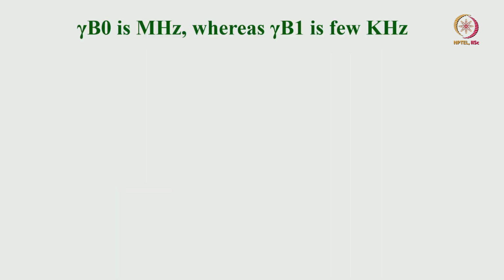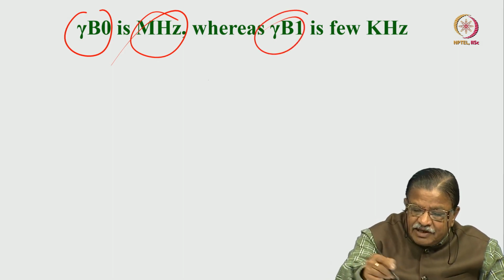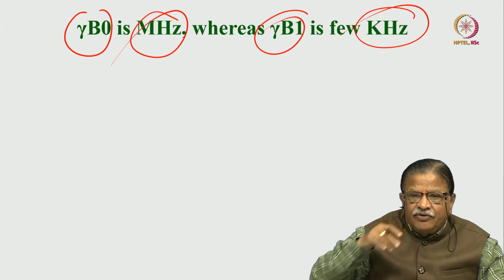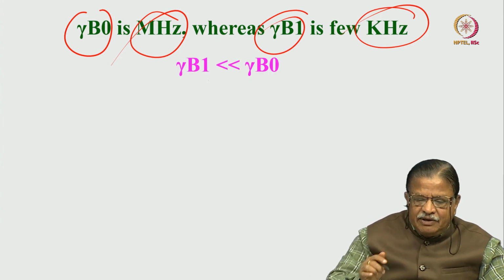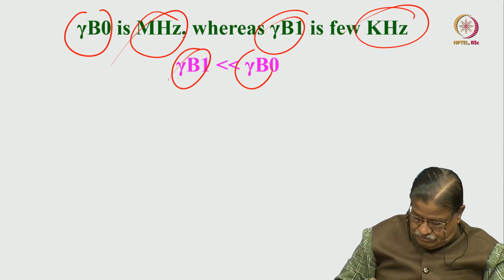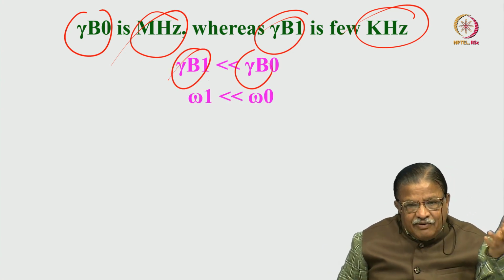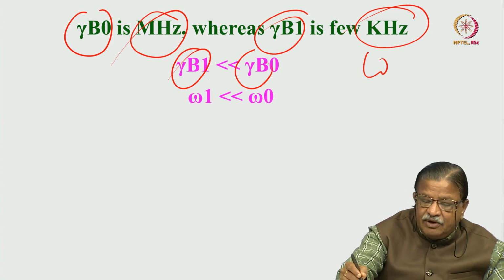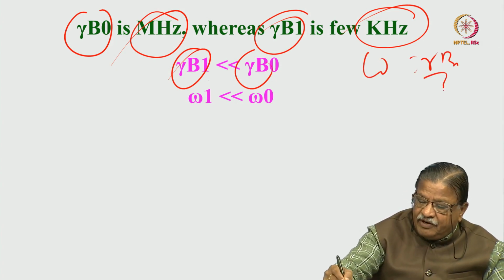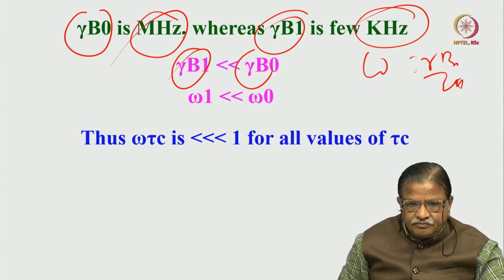Let us understand what it does. If you take gamma B naught, the resonating frequency, it is in megahertz. B naught is huge, of the order of several Tesla, whereas gamma B1 is very small, of the order of a few kilohertz, because B1 is small. So, gamma B1 is very much smaller than gamma B naught. Similarly, omega 1 is very much smaller than omega naught, because they are all related to each other. Omega is equal to gamma B naught over 2 pi, the resonating frequency. That is what we discussed.